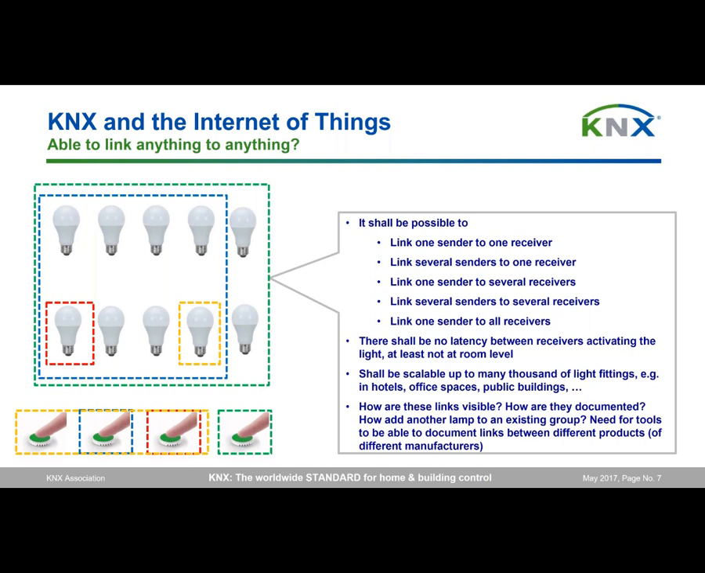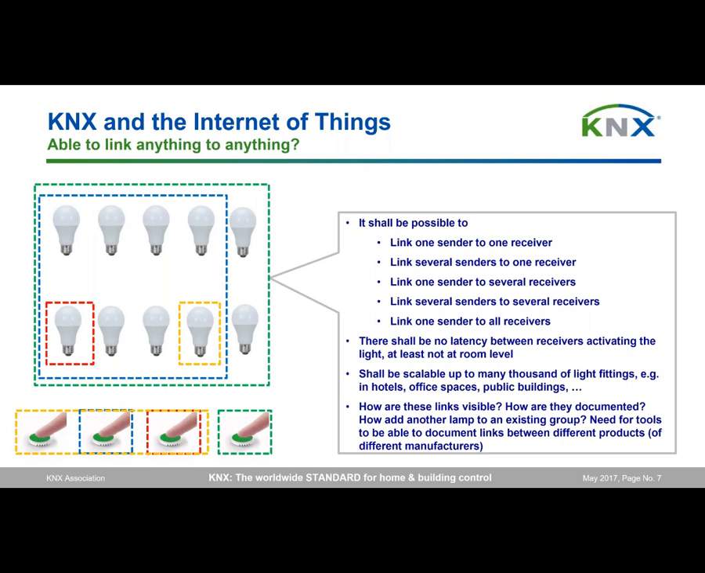So the solution of grouping the senders to the receivers must be scalable up to many thousands of light fittings, because you want the same intelligent light bulbs to be used not only in homes but also in hotels, office spaces, public buildings, etc. And also very important, how can you see which sender is linked to which receiver? It must be possible to make these links visible and to document them.